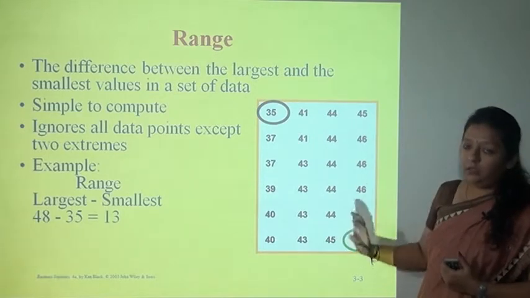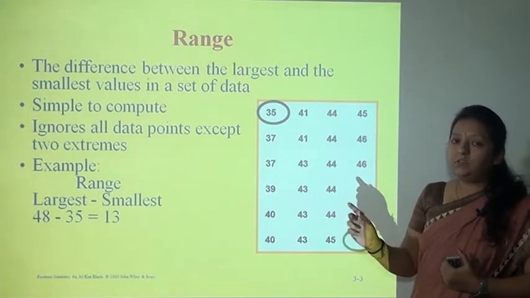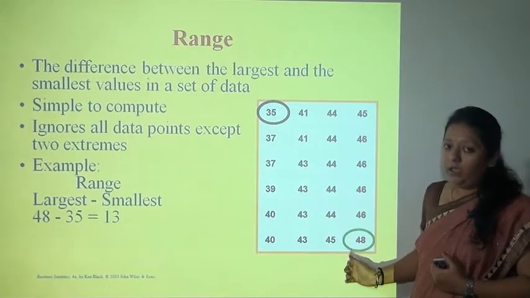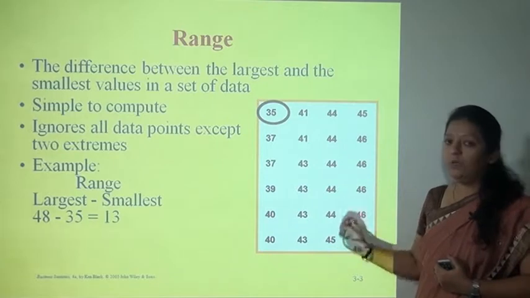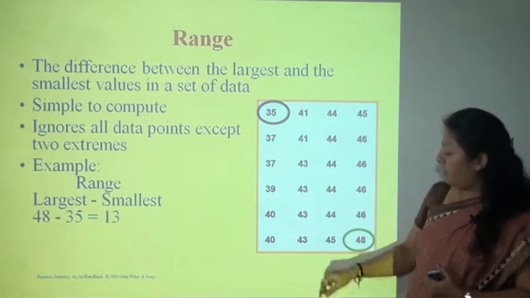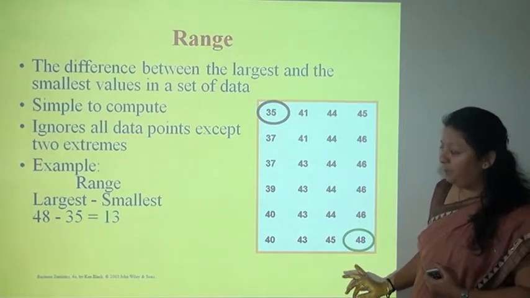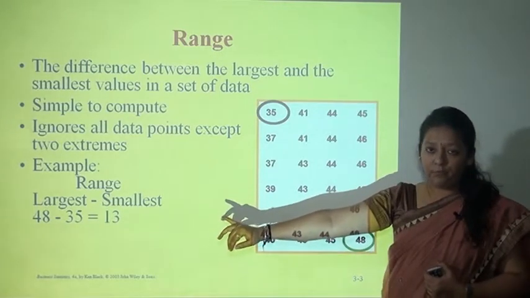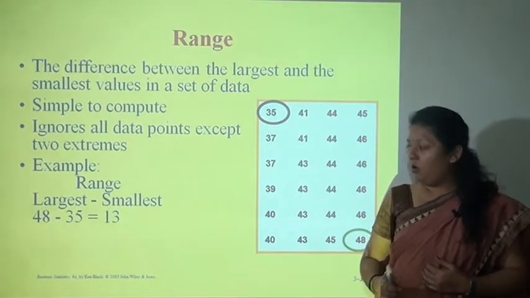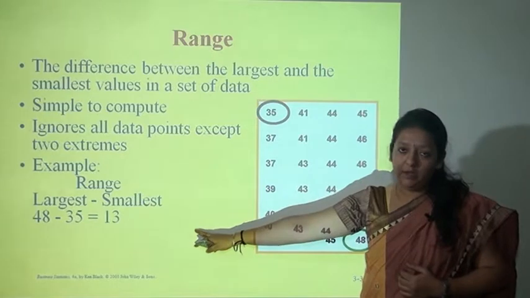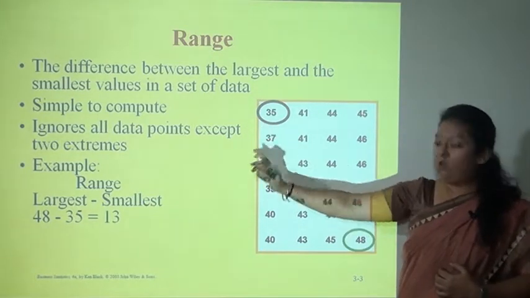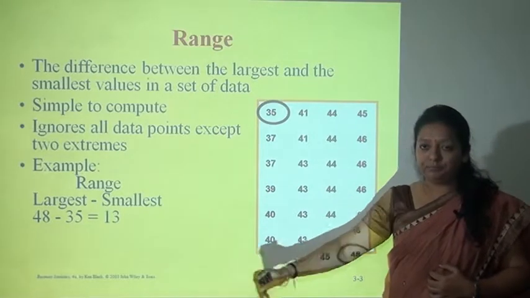Here is the raw data that we are having. The first task is to identify the lowest and the highest value in the data set. In this group of data, the lowest value is 35 and the highest value is 48. The formula for range is the largest value minus the smallest value in the data set, that is 48 minus 35, which is equal to 30.